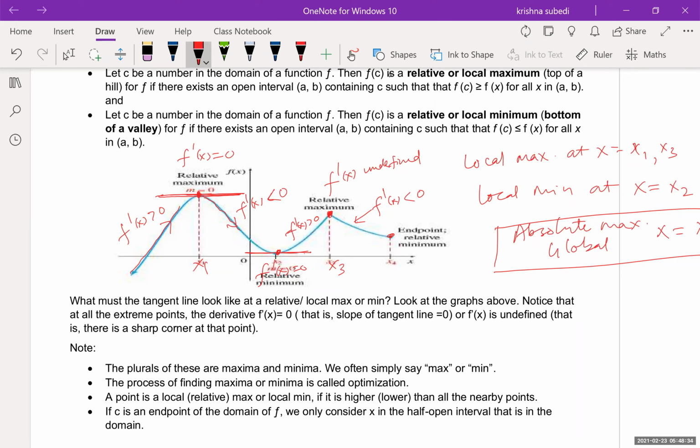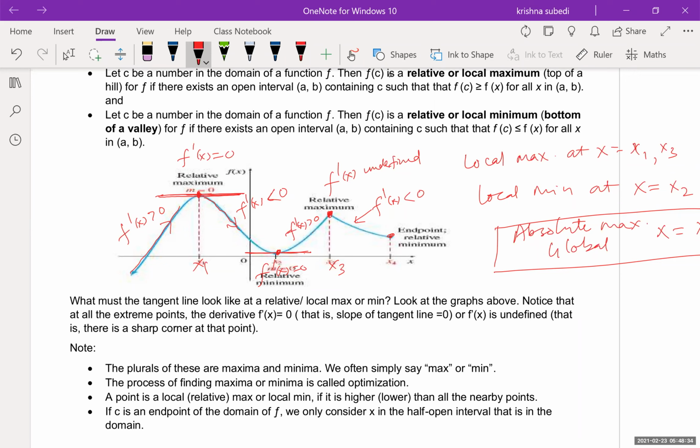Well, we can find it using the power of calculus. Even without drawing the graph, we can find where the maximum occurs and where the minimum occurs and what that maximum value and minimum value are. So we're going to use the power of calculus to do that. And that's what we're going to learn now.